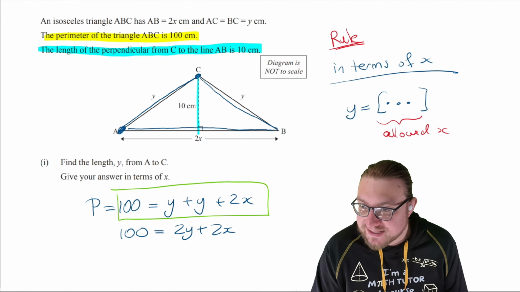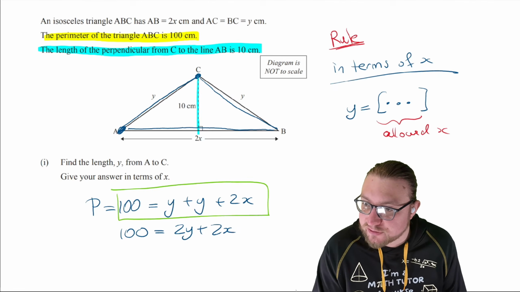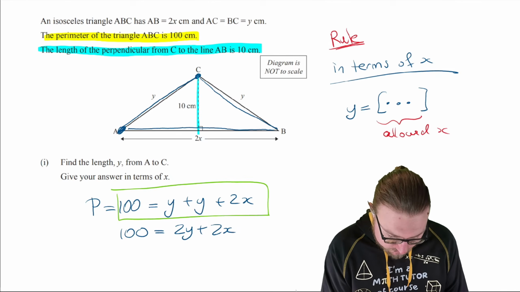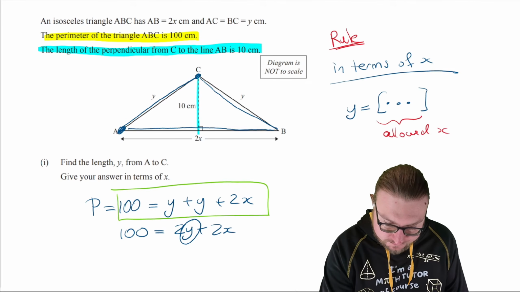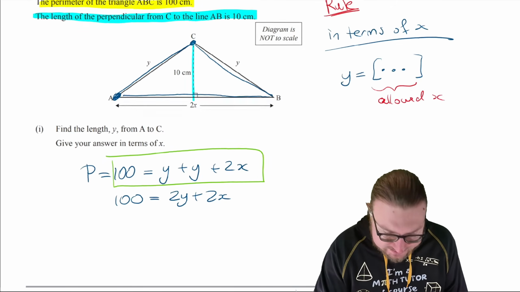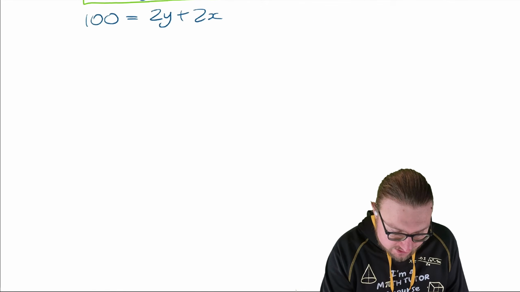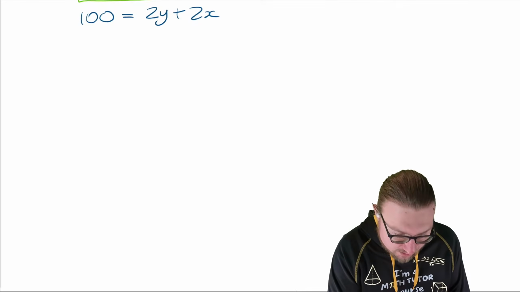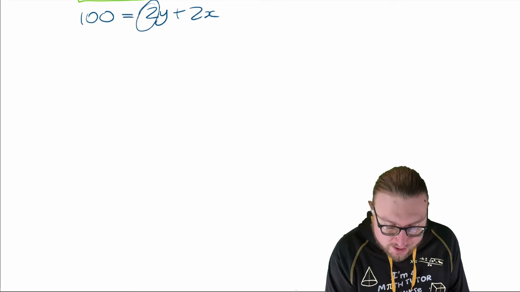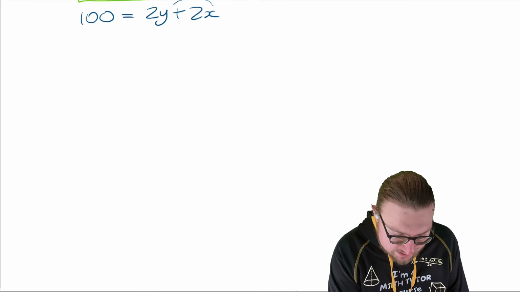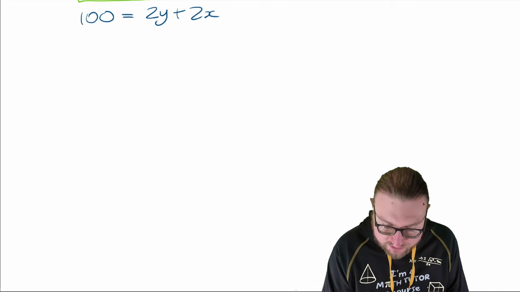Now, in order to get the full mark here, it's asking us to find y. So we want to have this part here. So how would we solve for this? All we got to do now is solve this equation for y. Well, we have a number in front of the y that we need to get rid of, and we have a plus 2x that we need to get rid of.